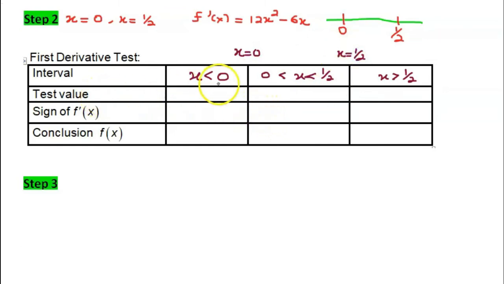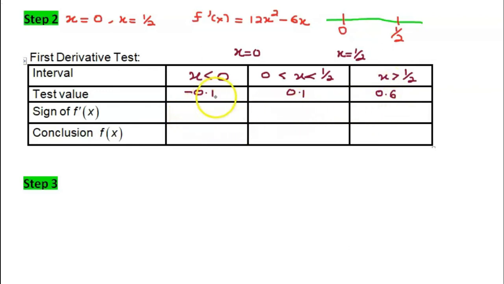The meaning of test value is to select a value within the interval. So for x less than 0, we can simply choose negative 0.1. For x greater than 0 and less than half, we can choose 0.1, and for the interval x greater than half, we can choose 0.6.